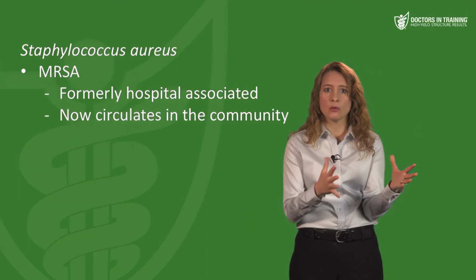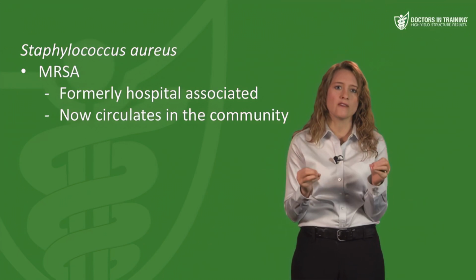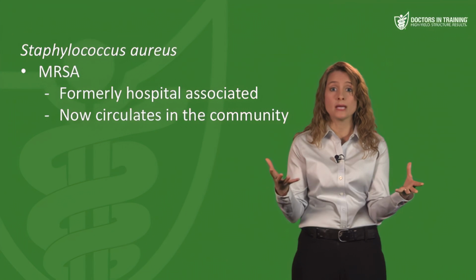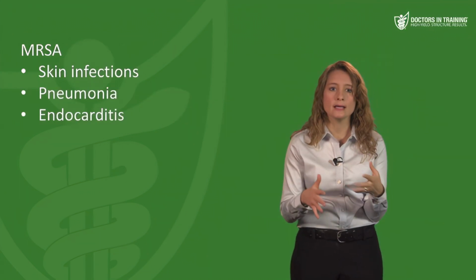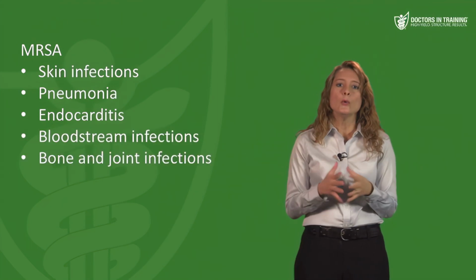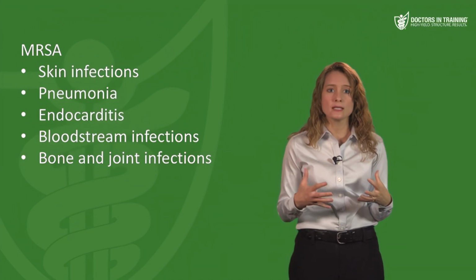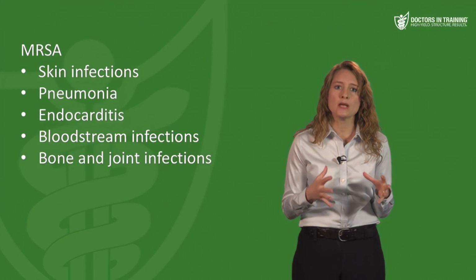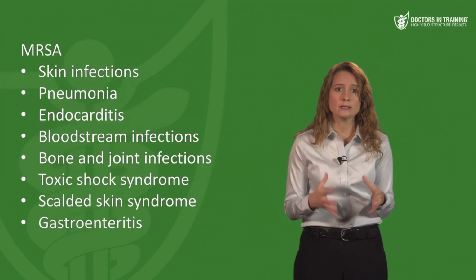But whether or not the Staph aureus is methicillin resistant, the organism has a lot of virulence factors, and it's a major cause of morbidity and mortality in humans. It's a cause of skin infections, pneumonia, endocarditis, bloodstream infections, bone and joint infections, among others. One thing that we mentioned in an earlier lecture is Staph aureus' ability to produce toxins. The toxin production is responsible for toxic shock syndrome and scalded skin syndrome, as well as gastroenteritis.